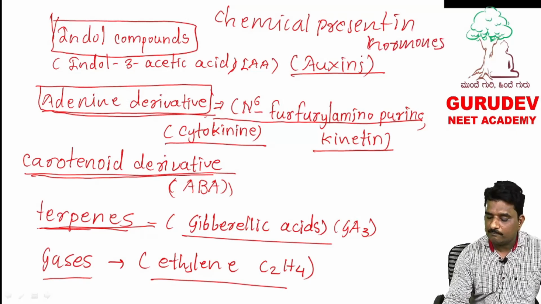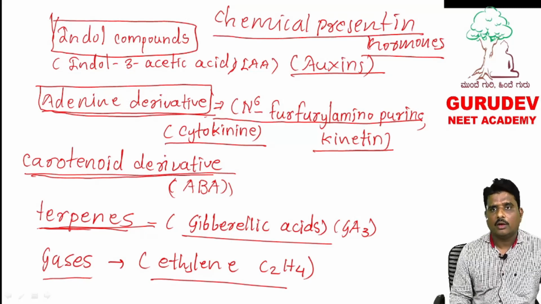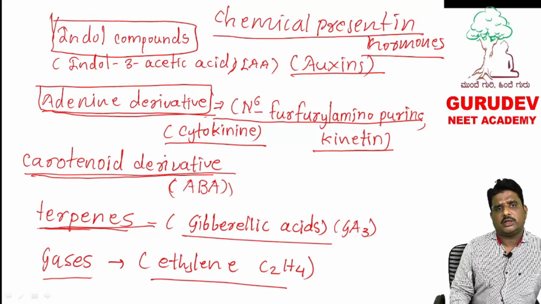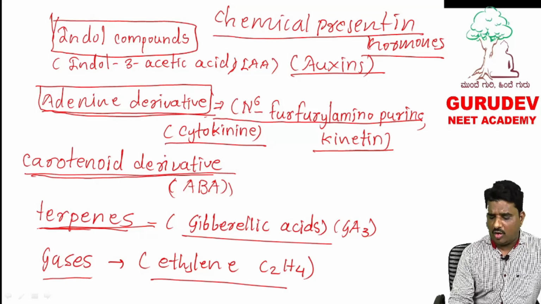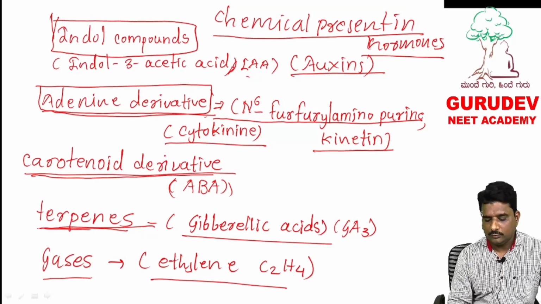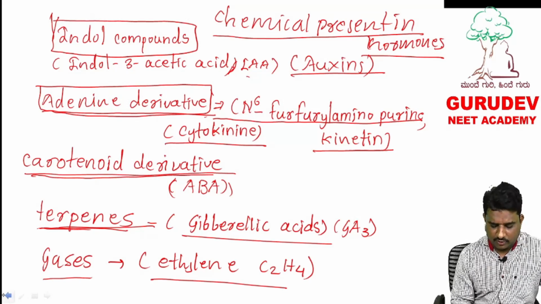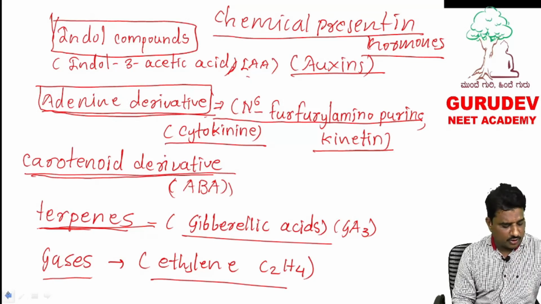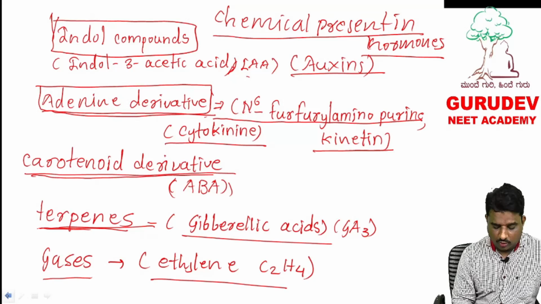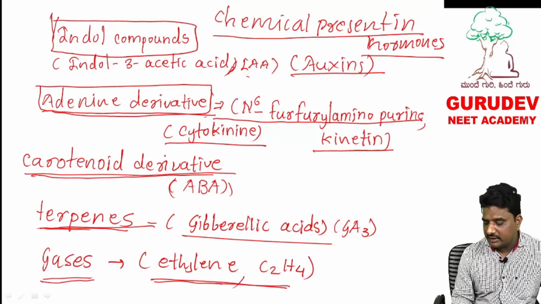Plant hormones. Auxins are IAA, indole acetic acid; auxin is present. So these are the different kinds of chemical derivatives of hormones we have studied, and we have also studied the various plant growth hormones. The gaseous hormone is ethylene. Ethylene is the gaseous hormone.